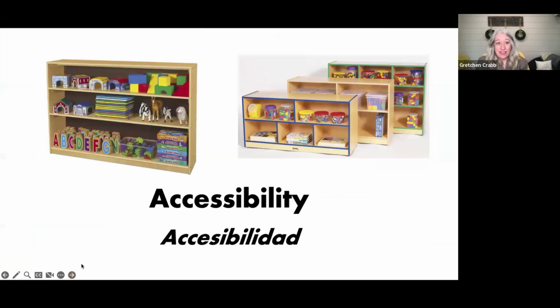This is an example of that. The shelf on the left could potentially be appropriate for a kindergartner or a first grader, but it might be too complex for a preschooler or for sure a 1-year-old. There's just too many options, too many things for them to see. Whereas on the right, there's a little bit more organization to what that looks like. A little bit more accessibility.